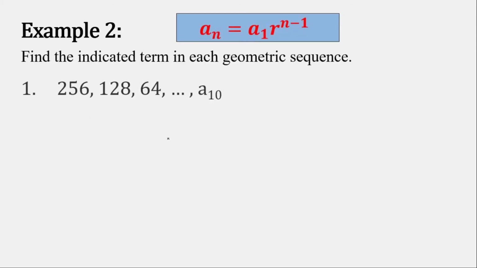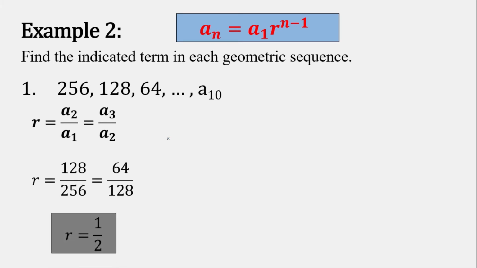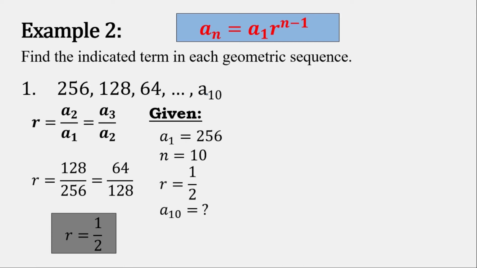Now let's start first with the first one. We can identify first if it is a geometric sequence if it has a common ratio. And the common ratio for this one is 1/2. Now, listing the given, we have a sub 1, our first term, as 256. Our n, the number of terms that we need to find, is 10. Then the common ratio is 1/2. We need to find a sub 10, as indicated in the problem.